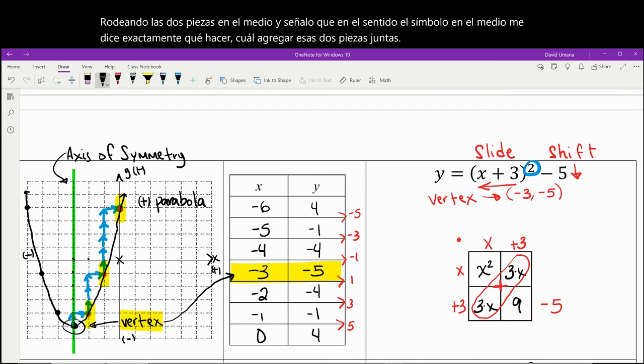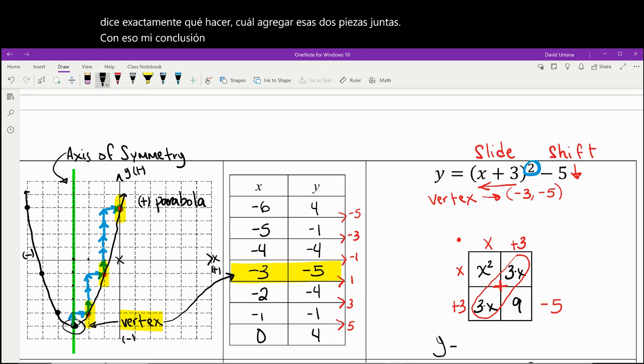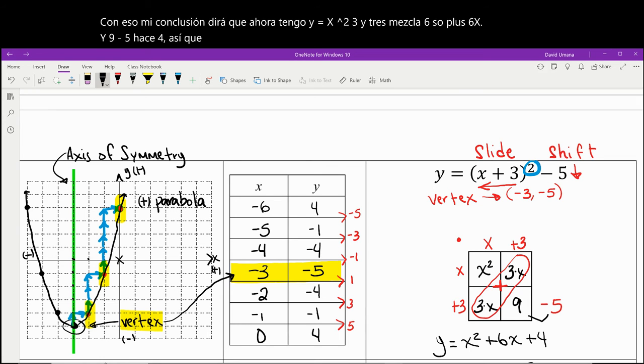With that, my conclusion will say that I now have y equals x squared. 3 and 3 make 6, so plus 6x. And 9 minus 5 makes 4, so that's a positive 4. I refer to this rule as my standard form.